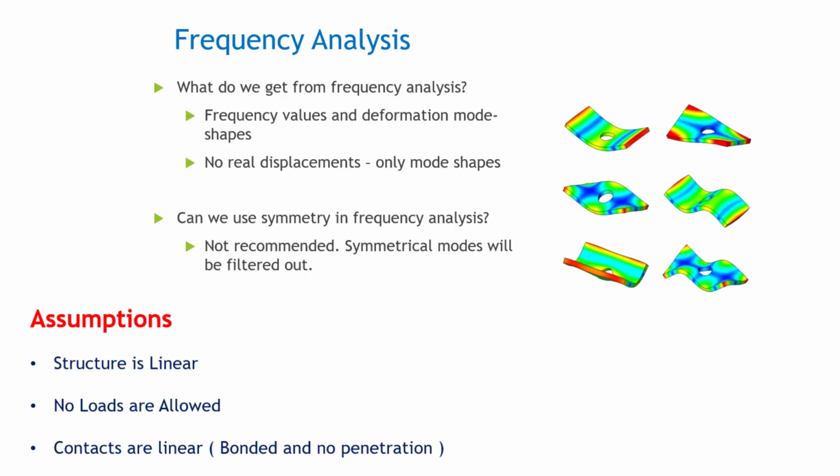What do we get by using the frequency analysis? The first thing is the mode shapes, a very important thing. By considering the mode shapes, we get the natural frequencies. There are no real displacements, only mode shapes. Can we consider symmetry models here? No, we should not. You need to take the complete model and do the analysis, not only a half section. Symmetry is not recommended.